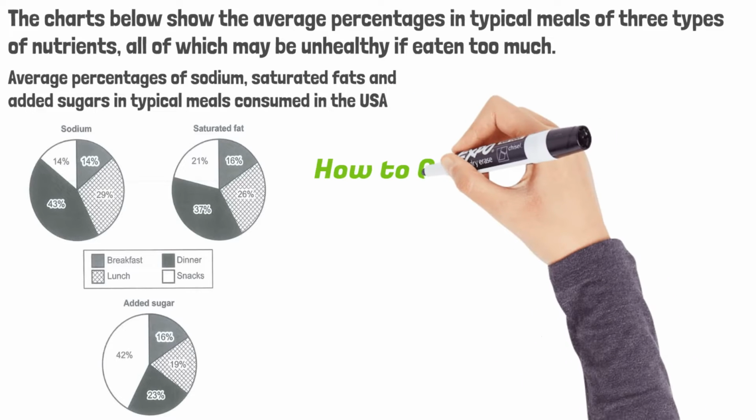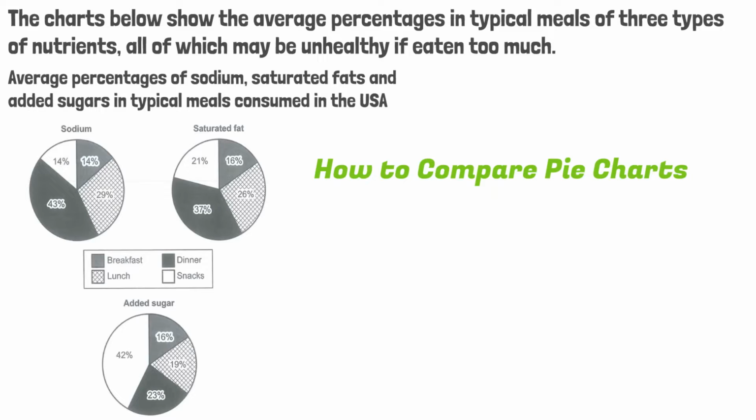Today let's talk about how to compare pie charts. Let's look at the question first. The charts below show the average percentages in typical meals of 3 types of nutrients, all of which may be unhealthy if eaten too much.